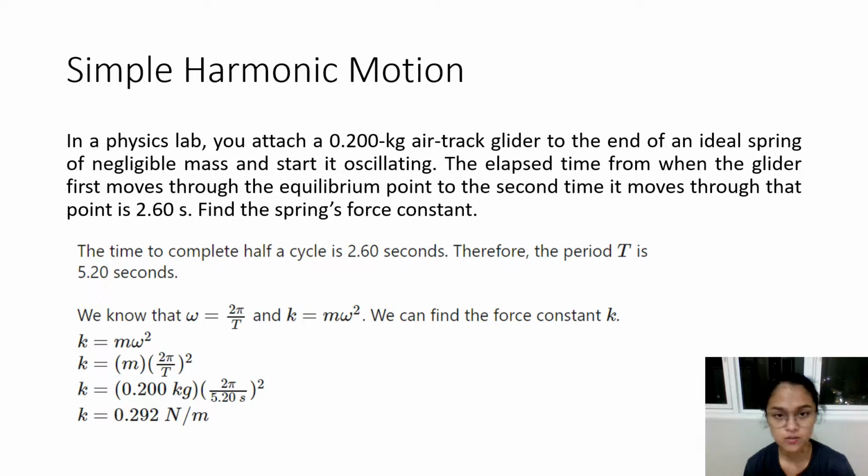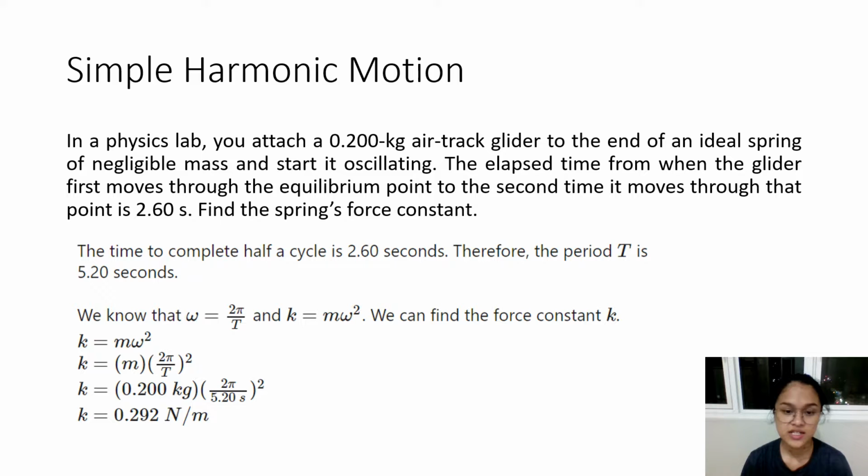For this item, we'll be discussing simple harmonic motion. In a physics lab, you attach a 0.2 kilogram air track glider to the end of an ideal spring of negligible mass and start it oscillating. The elapsed time from when the glider moves through the equilibrium point to the second time it moves through that point is 2.6 seconds. So find the spring's force constant.